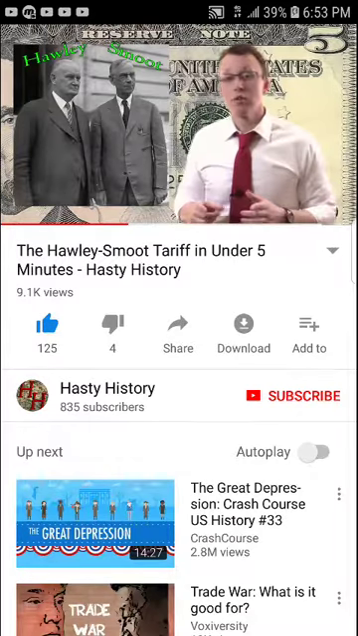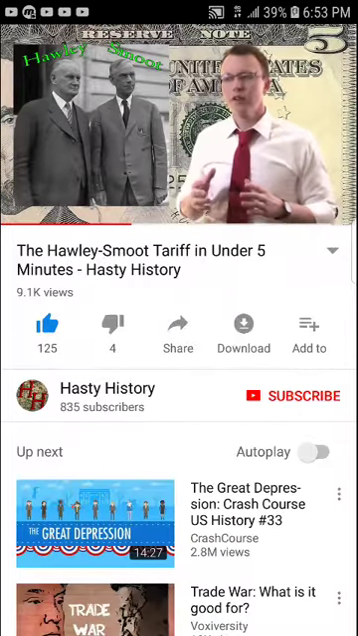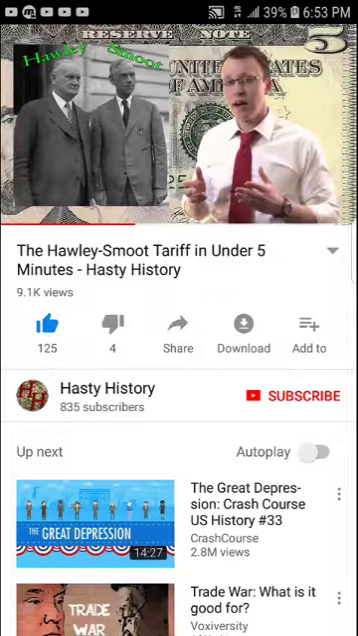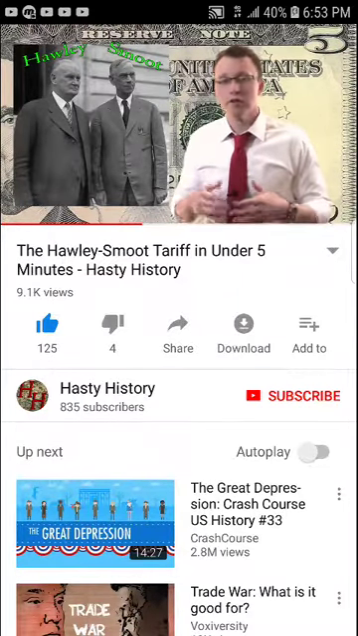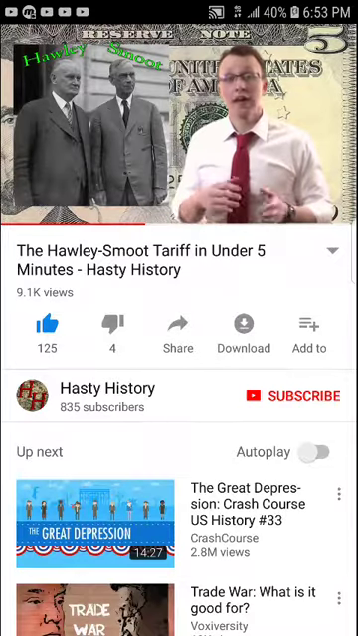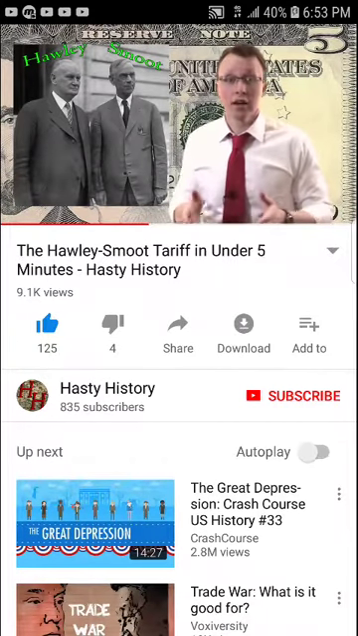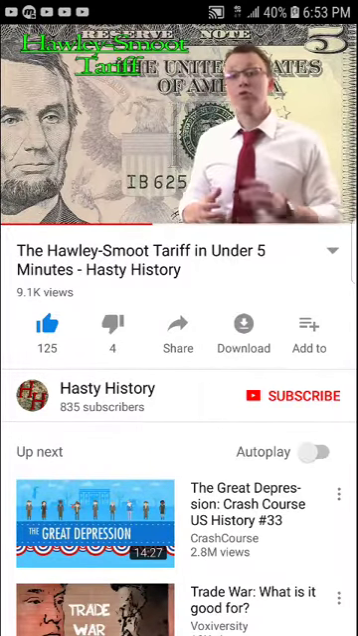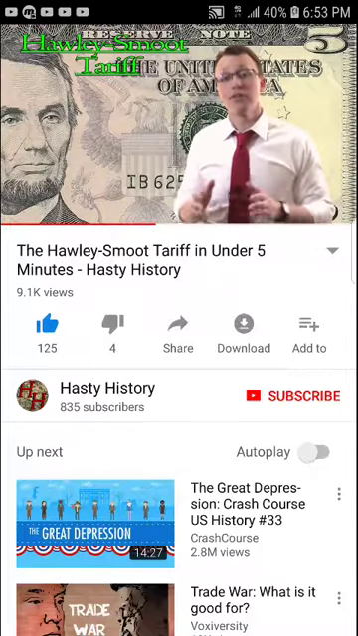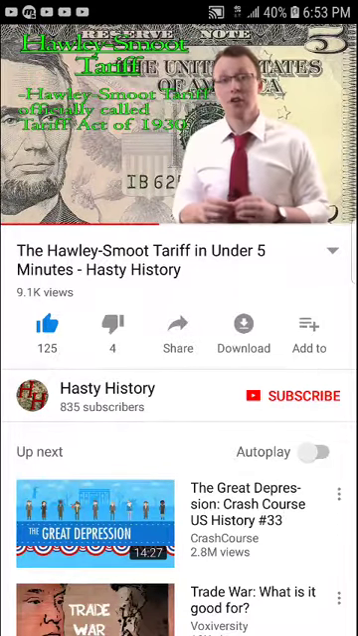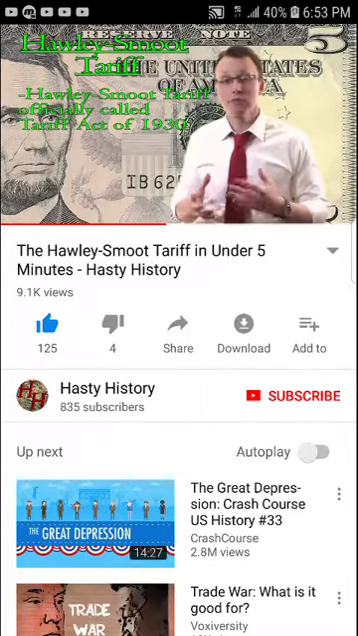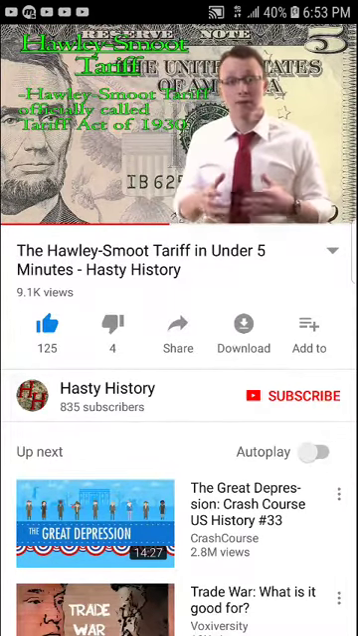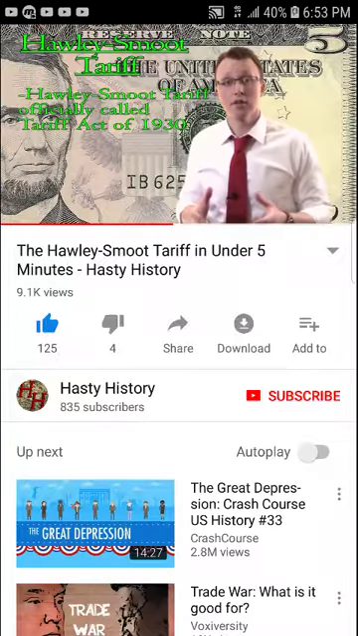Willis Hawley and Reed Smoot were two politicians who figured that if the United States raised tariffs on imported goods, then that would give the American farmers and merchants a better shot at having competitive prices on their own American goods. These two guys introduced the Hawley-Smoot Tariff Act, which was officially known as the Tariff Act of 1930. Now, the act passes both the House and the Senate because all of these politicians are trying to do right by the people that they represent and protect their workers.